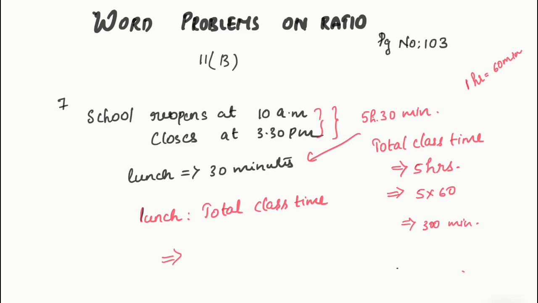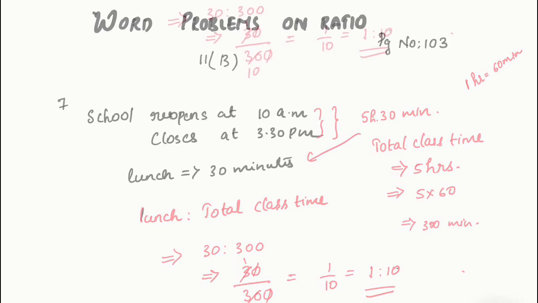Now, ratio of lunch interval to the total time of the class period is equal to lunch, 30 minutes, is to 300 minutes. That's equal to 30 by 300. Cancel the zeros. So finally you'll get 1 by 10, that is equal to 1:10. That is the ratio of lunch time to the total class time. Hope it's clear to you.